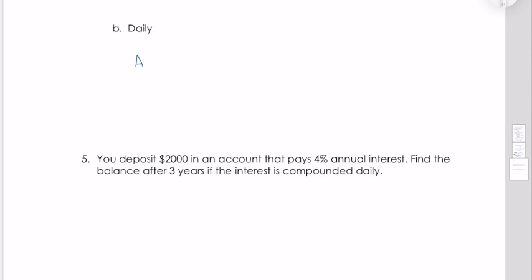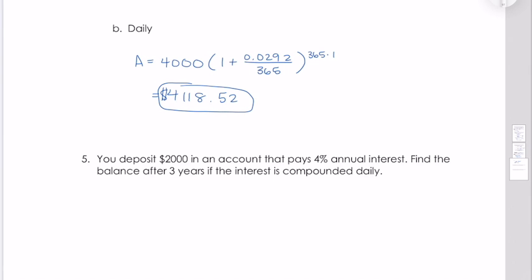Alright, daily. So this is the same problem. I'm depositing $4,000. I still have that rate of 0.0292. Now daily would be 365, unless it's a leap year, but we won't count that. Alright, so you should have this formula, and again, input very carefully into your calculator. 4,000 times 1 plus parentheses 0.0292 divided by 365, close parentheses, to the power of 365.